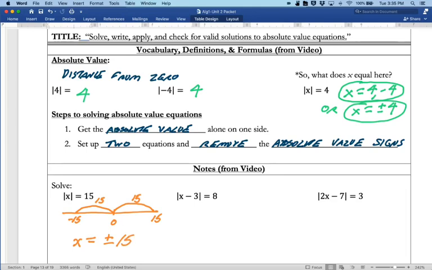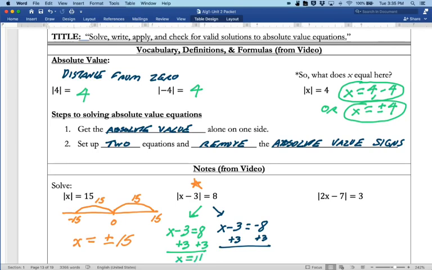All right, let's put our steps into action. The absolute value in this middle problem is already isolated. So we split it into two equations. One being x minus 3 equals 8. The other equation is x minus 3 equals negative 8. Now we solve. On both equations, we'll add 3 to both sides. On the left side, we get x equals 11, and on the right side, x equals negative 5.